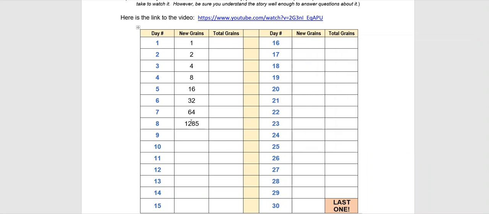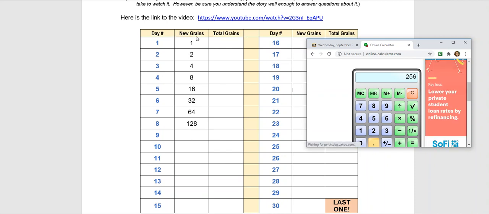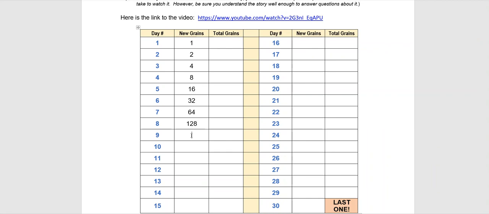Oh, I didn't know that when I went to type in, my calculator was going to disappear. So I apologize for that. Let me bring it back up. Times 2 equals 256. So I'll put that in this cell. What this 128 means is that on day 8, she is given 128 new grains of rice. I'm going to go ahead and put the 256 here because 2 times 128. So every day the number of grains of rice is doubling.